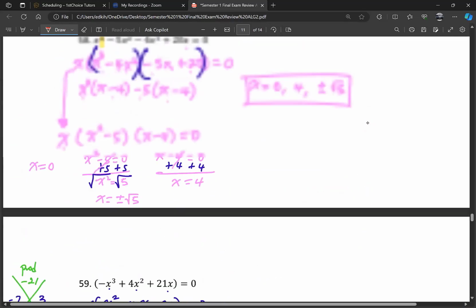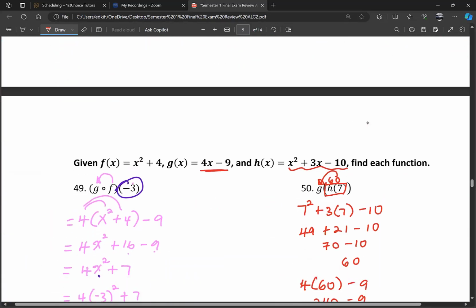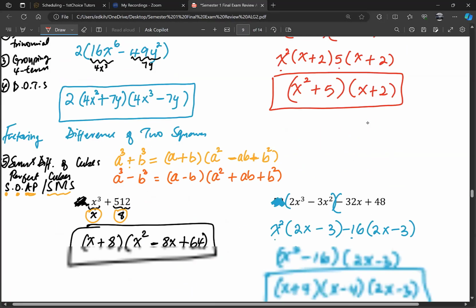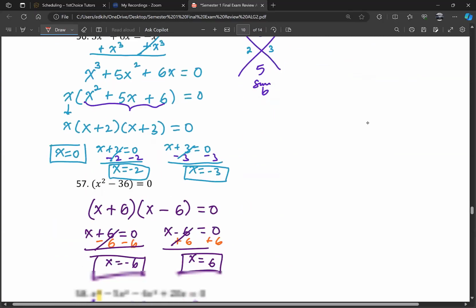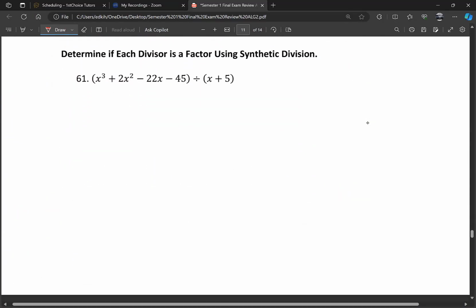Did the question even state the multiplicity or not? Let's actually look at that. No, factor, solve. It didn't. But in case you're wondering, that's where the multiplicities came in.